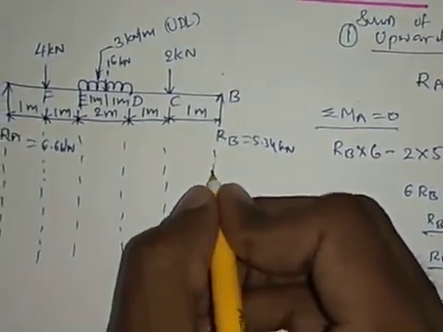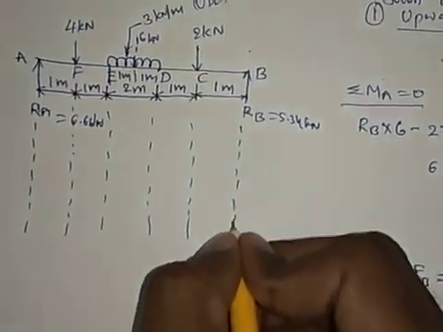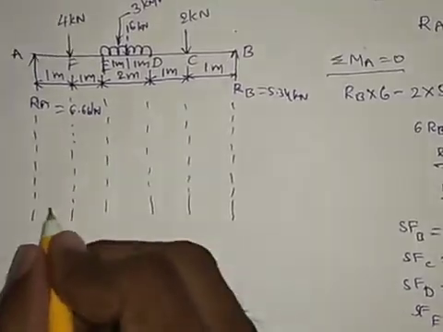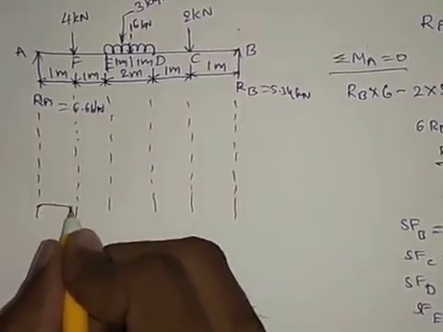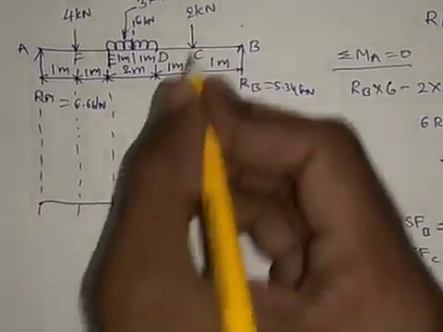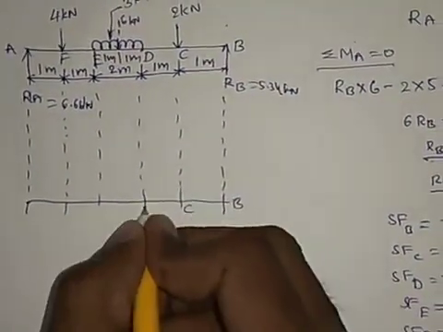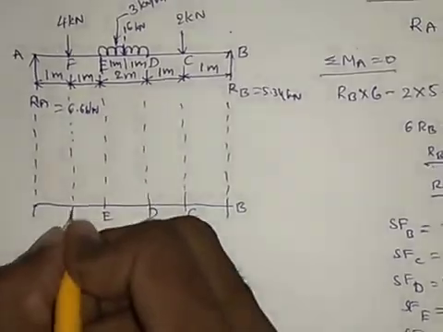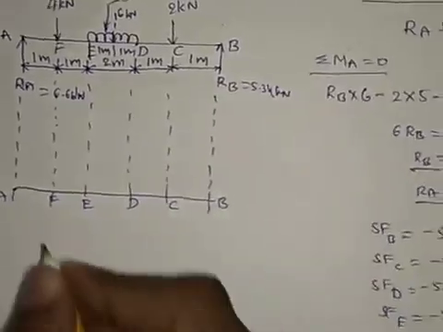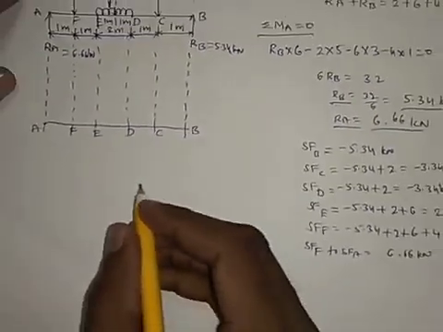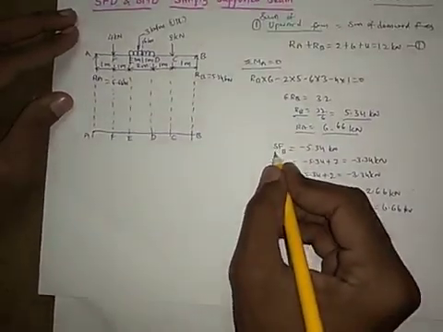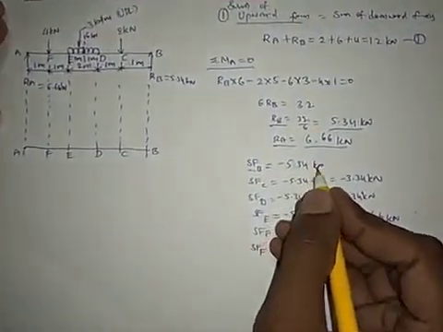So you have to take vertical lines from all these key points, dotted lines, and draw a length which is equal to the above diagram, and just indicate these key points once again: A, B, C, D, E, F, and A. And let us draw this diagram. Shear force at B is minus 5.34 kilonewtons.